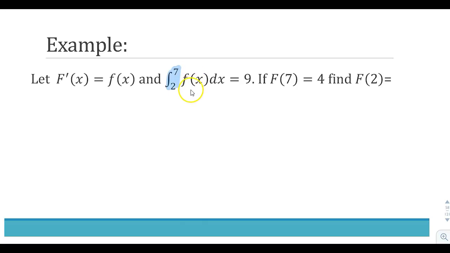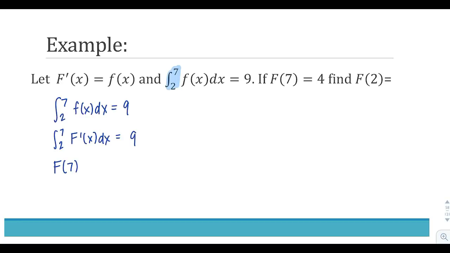So here, what we're going to go ahead and do is think about it like this. The integral from 2 to 7 of f of x dx is equal to 9. What we know about little f of x is that it's equivalent to big F prime of x. So this must also be equal to 9. Now, the integral from 2 to 7 of big F prime of x dx is the antiderivative of F prime, which is F, evaluated at 7 and evaluated at 2. So the left side is big F of 7 minus big F of 2. So that must also equal 9.